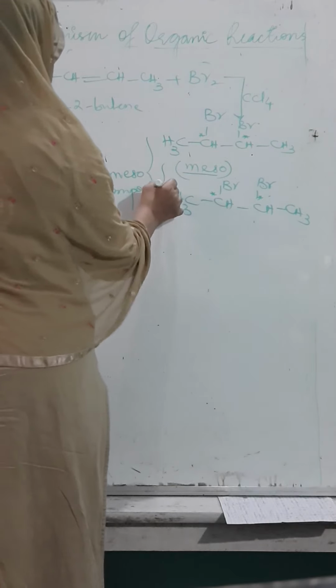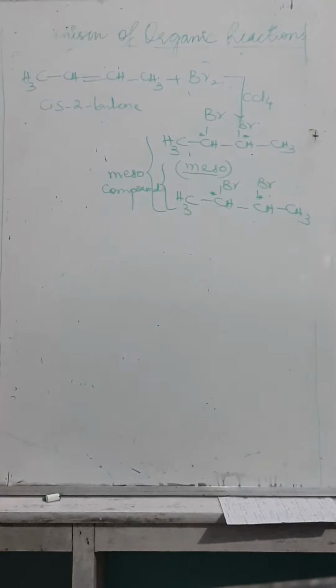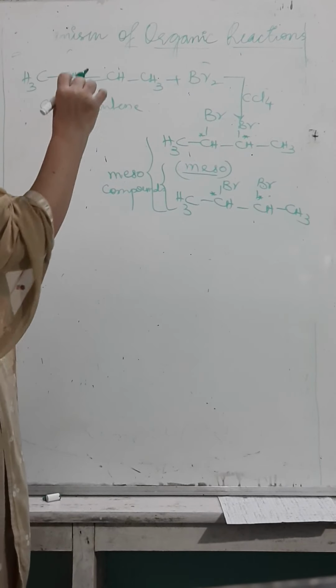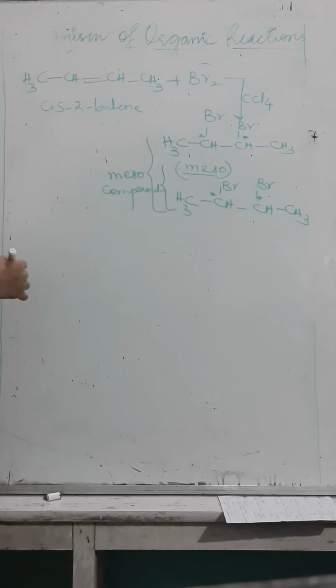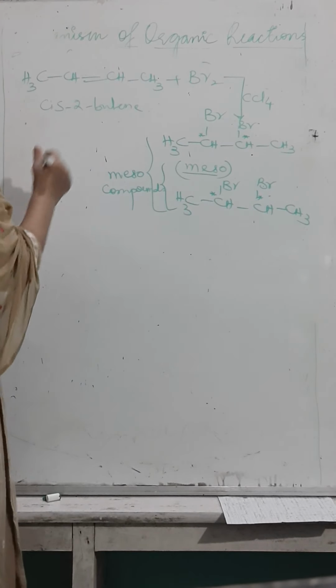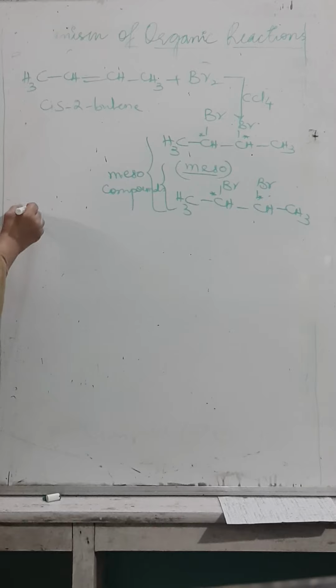Clear to you, children? Some more examples you need to practice by taking different examples. This is all about the electrophilic addition reaction. Now we'll move to the last addition reaction, that is nucleophilic addition reaction. How is the nucleophile going to be added? It is called what?